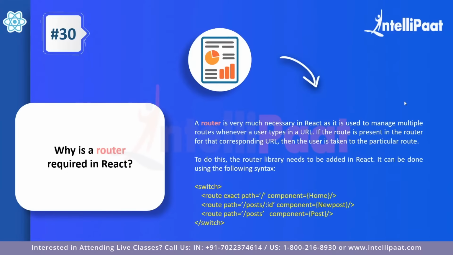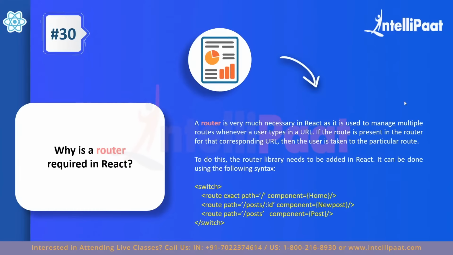There's a simple piece of syntax on your screen right now that denotes the usage of the router library. Since we're using router, the library has to be added in React, and of course it can be done using this syntax. So we have the route exact path, we're defining the path, the component is the home component, then we have other components, new post and post. As you can see, we are routing it manually from home to new post to post. So the router is mainly required for this purpose.